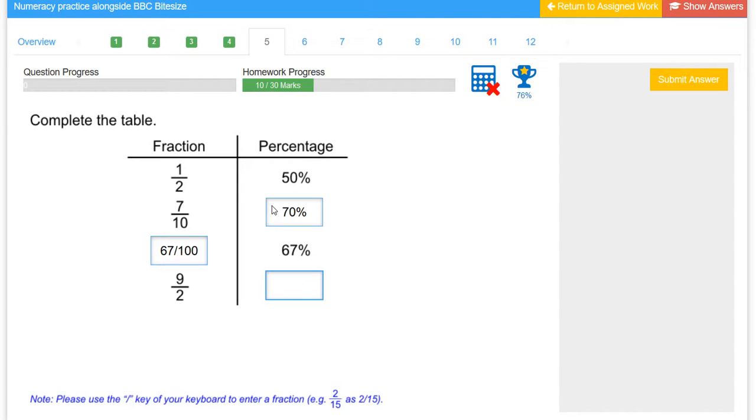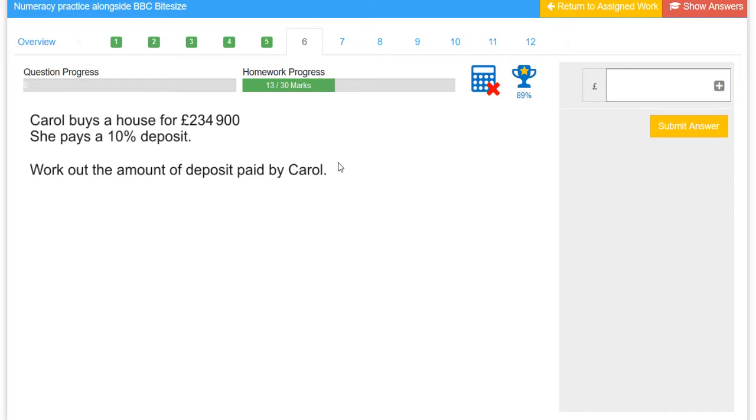Now, a whole is 100%. So 4 wholes would be 400%. So I reckon it's going to be 450%. Let's see how we did with that one. Looks good to me. So, moving on to question 6.